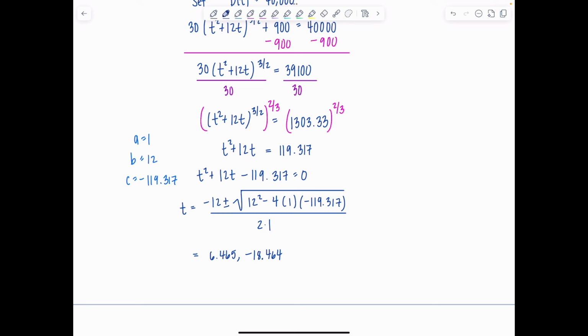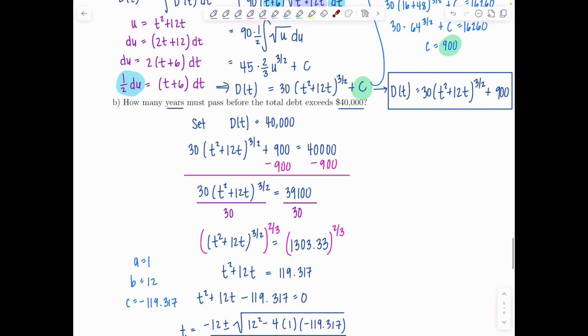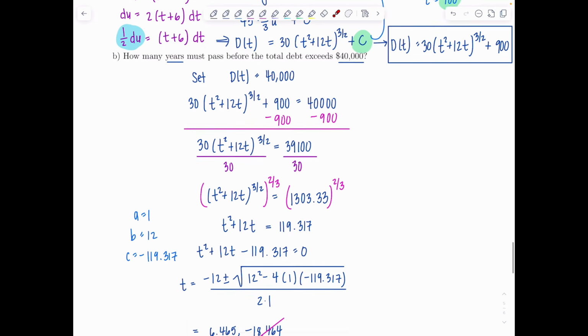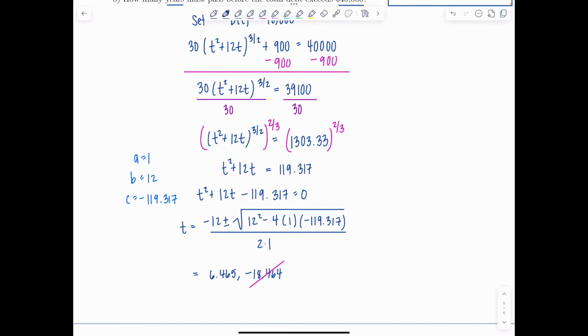So these represent time in years. As of now, we can't go back in time, so the negative 18 one does not work. And it takes about 6.4 years to hit exactly $40,000 worth of debt incurred. And they want to know how many years have to pass before it exceeds 40,000. So just round that up, say 7 years, right? Until we exceed 40,000. Oh, that's a lot of debt. Okay, so 7 years. Good?